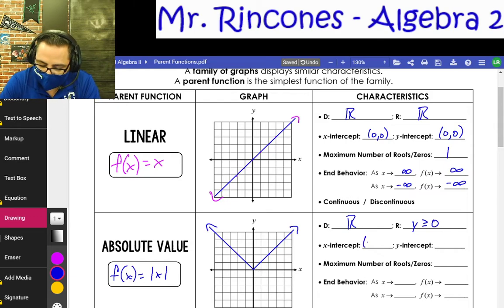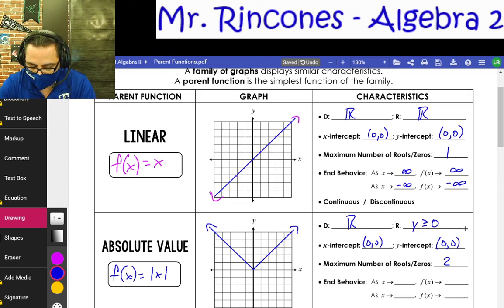The x-intercept remains at the origin, 0, 0. Same thing for the y-intercept. Maximum number of roots and zeros, that's going to be, in this case, 2. The end behavior. So as x approaches infinity, what does y do? So as x approaches negative infinity, what does y do? Well, it's absolute value, so that's actually still positive.